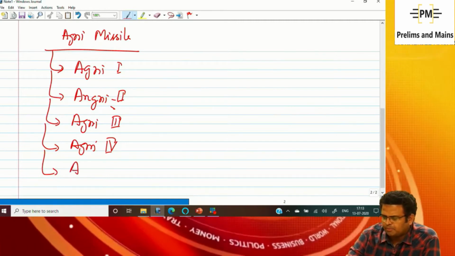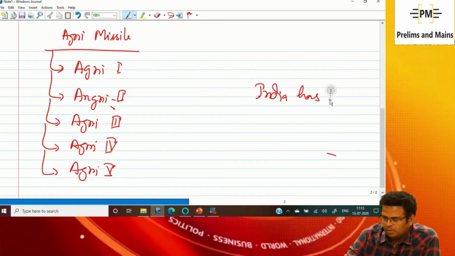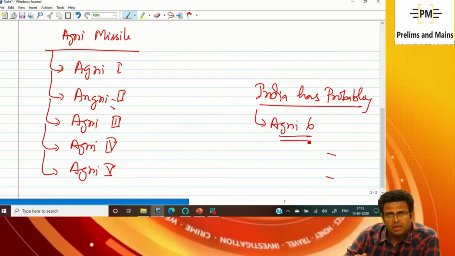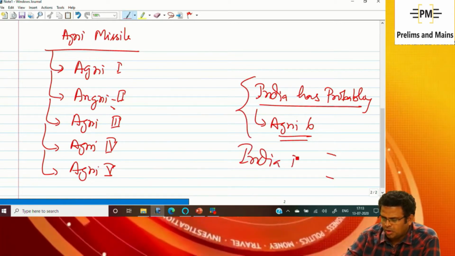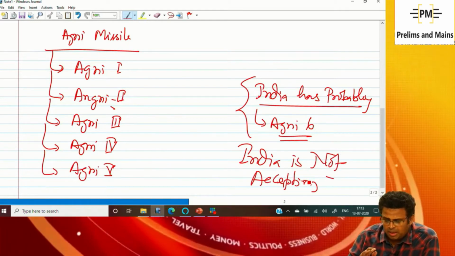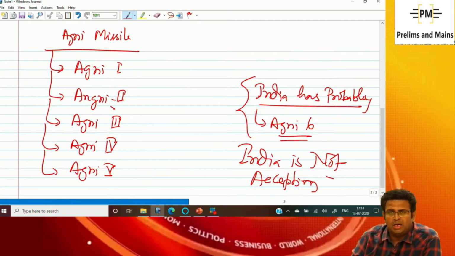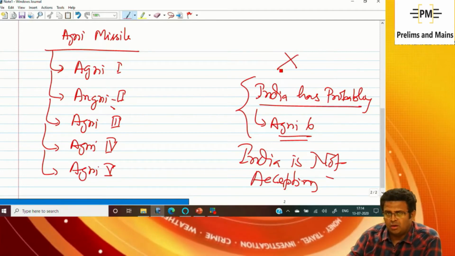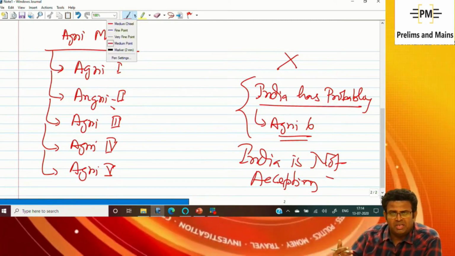India probably has Agni 6, but India is not accepting it. Agni 6 perhaps India has, and as far as the Indian media knows, India has it, but India as a government at the international level has never accepted it. I will tell you why, so please listen to me carefully.